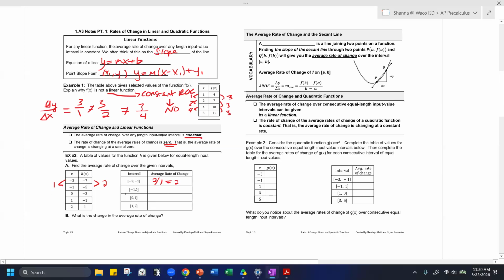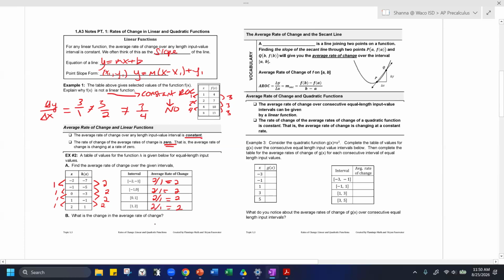Then we do from -1 to 0. Again, the change here is 2 and the change here is 1, so 2 over 1 equals 2. The next change is 2 and the change in x is 1, so 2 over 1 equals 2. The next change is another 2, with a change in x of 1, so 2 over 1 equals 2.